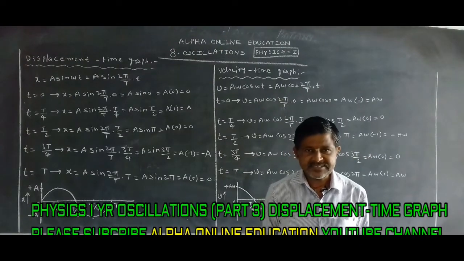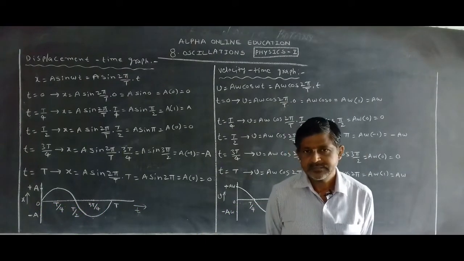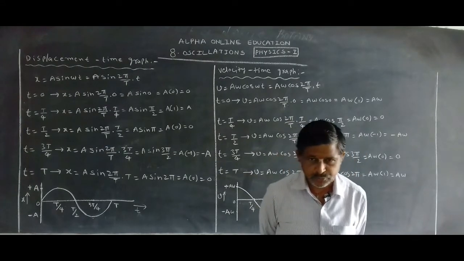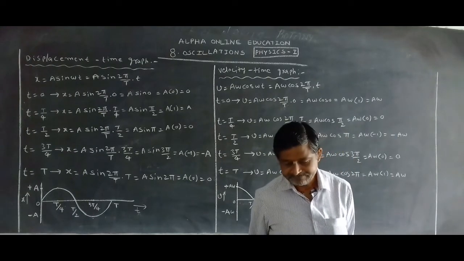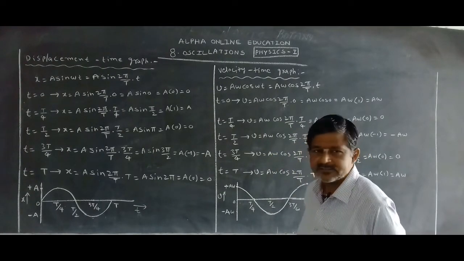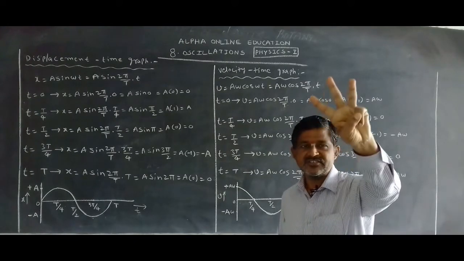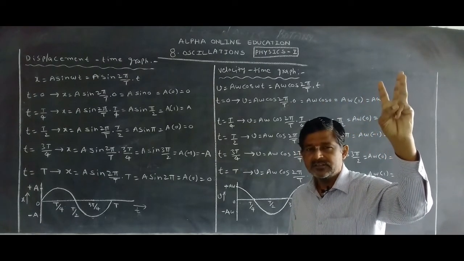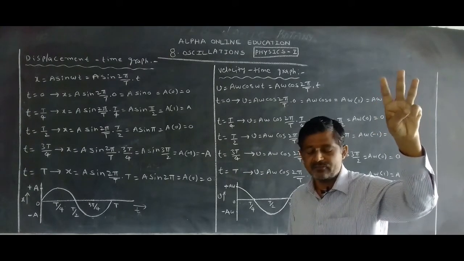The particle lies in SHM. Its displacement is expressed in harmonic functions. Next, the acceleration of the particle is proportional to displacement but lies in the opposite direction. Now we want to discuss the graphs in this class. We want to discuss 3 graphs: the displacement-time graph first, the velocity-time graph, and the acceleration-time graph. Totally 3 we want to discuss.